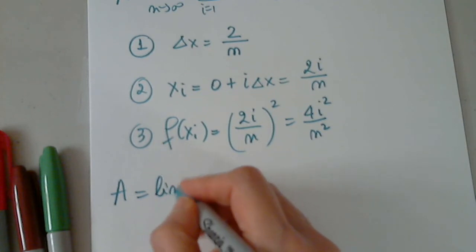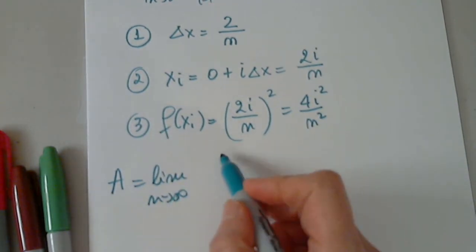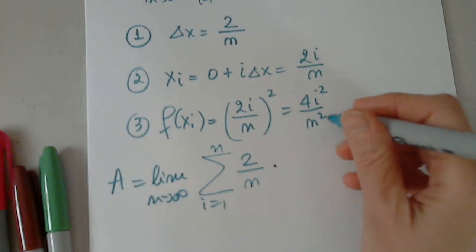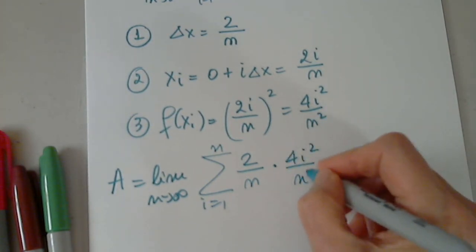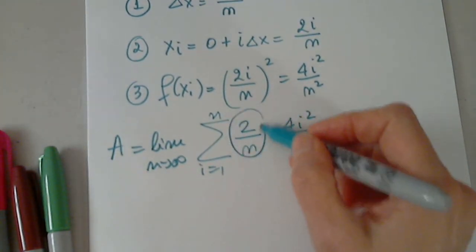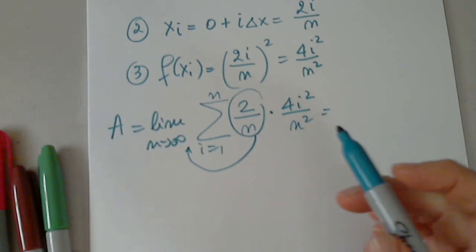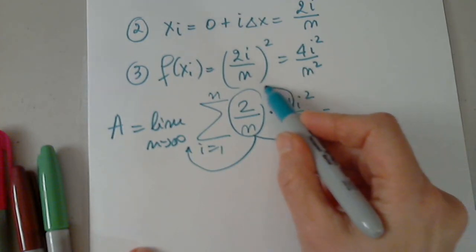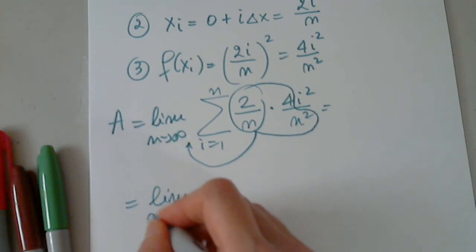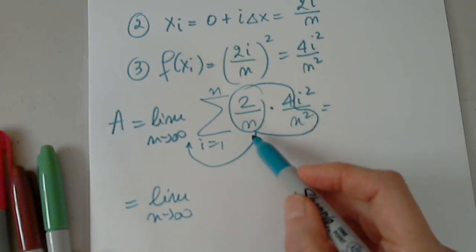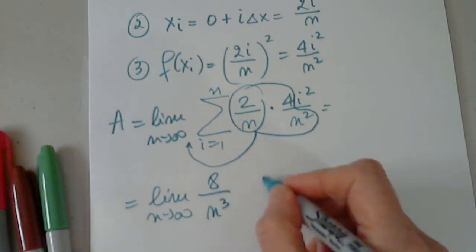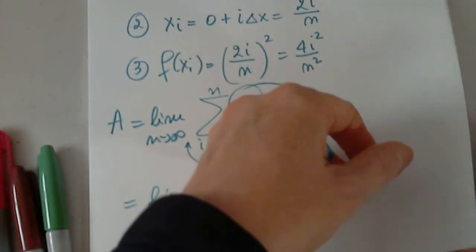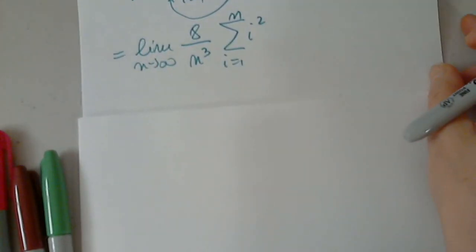Plug them in. So the area is the limit as n approaches infinity of the sum from i equals 1 through n of delta x, which is 2 over n, multiplied by the height, which is 4i squared over n squared. Couldn't be easier. This constant goes in front. Furthermore, because you don't have anything else, you can put this in front as well. Limit as n approaches infinity, so this is 8 divided by n cubed, and this is the sum of i squared. And again, I know the sum of i squared is the identity that we chose to prove a few minutes ago.